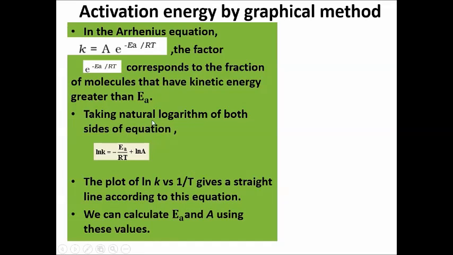If we take the natural logarithm of both sides of the equation, we'll get ln k is equal to minus Ea by RT plus ln A. And if we plot a graph of ln k versus 1 by T, it will be a straight line according to this equation. And through this, we can understand the slope is minus Ea by R, and the intercept is ln A. And then we can calculate Ea and A using these values. So activation energy can be found through the graphical method.